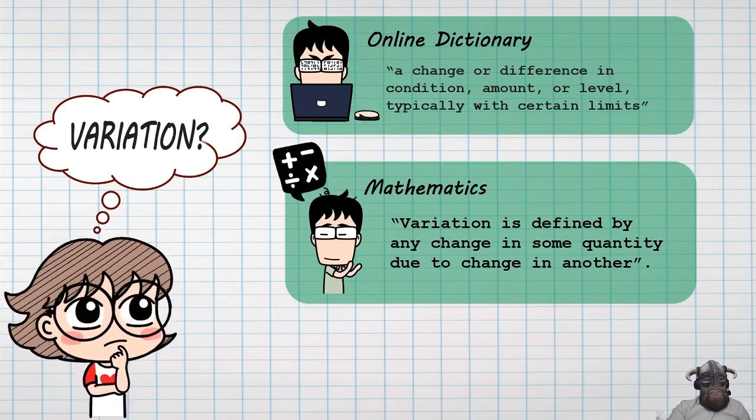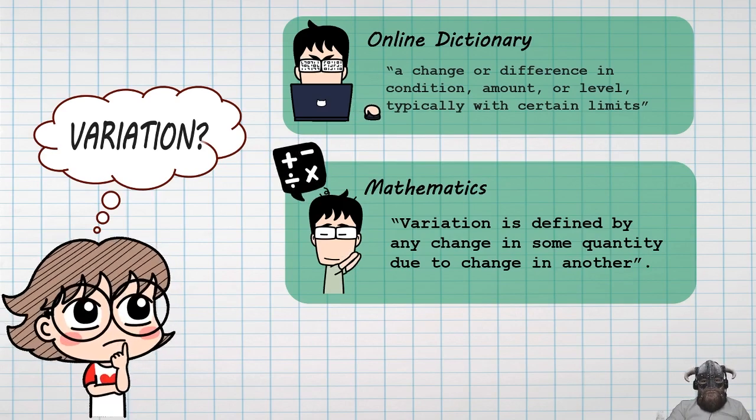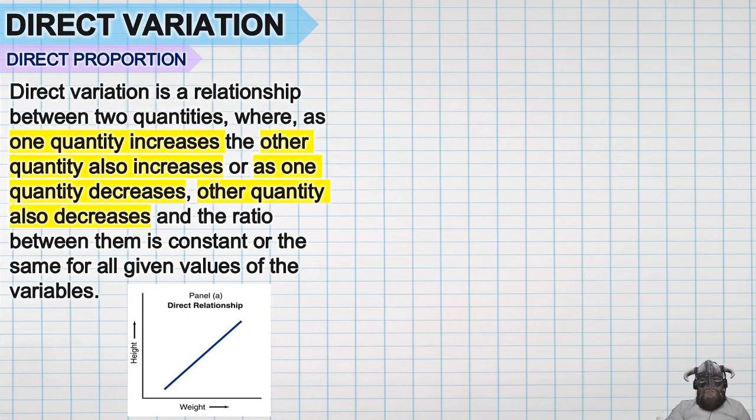As we start, let's discuss the first type of variation that we'll be studying for today. The first type of variation na pag-aaralan natin is what we call direct variation, or sometimes it is also called direct proportion. Direct variation is a relationship between two quantities where as one quantity increases, the other quantity also increases. At the same time, as one quantity decreases, the other quantity also decreases. And the ratio between them is constant or same for all given values of the variables. Mamaya na yung constant for all given values of the variables.